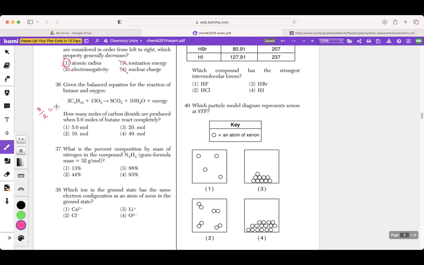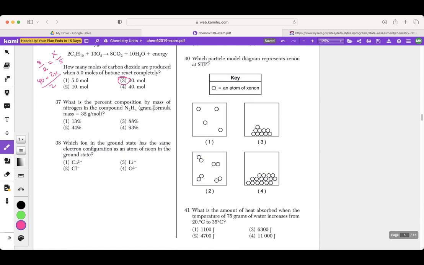Now on the right side, I'm going to write what the question gives me. It says how many moles of carbon dioxide, so I'm going to put that as X. And it says I now have 5 moles of butane. Now I'm just going to solve the proportion. Always double check with a calculator because sometimes arithmetic gets a little wonky when you're testing. But we get 40 equals 2x, divide by 2, and we're going to get 20 moles.